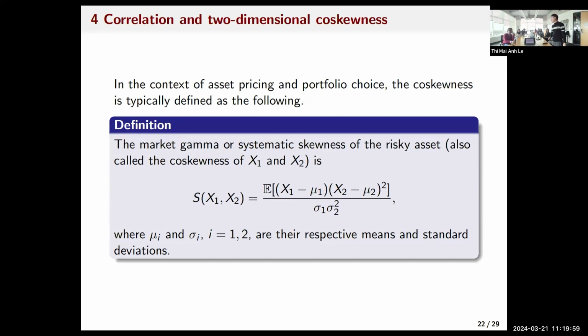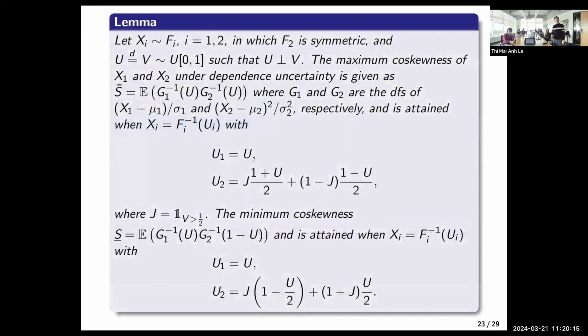In our point of view, X1 can be the loss of an insurance product, and X2 is the loss of the total insurance market. And there is a similar definition for nu I and sigma I in here. Similar to section 2, we can construct a lemma in here. In this, we have the same assumption for the symmetric marginal distributions.